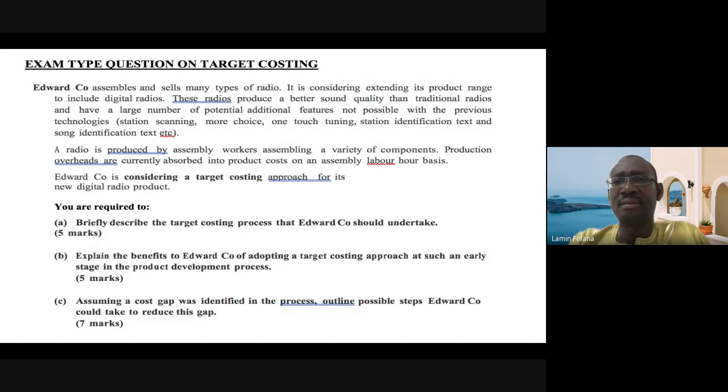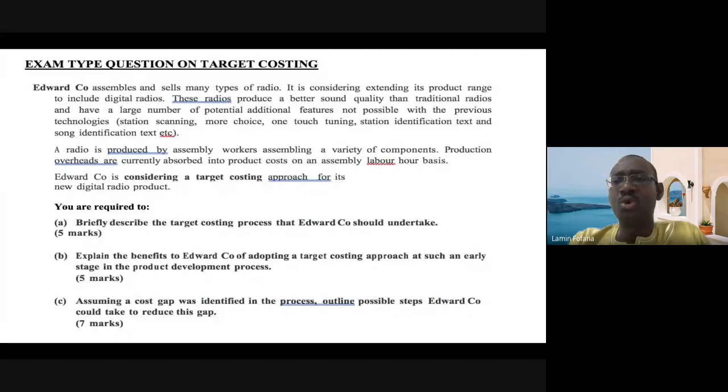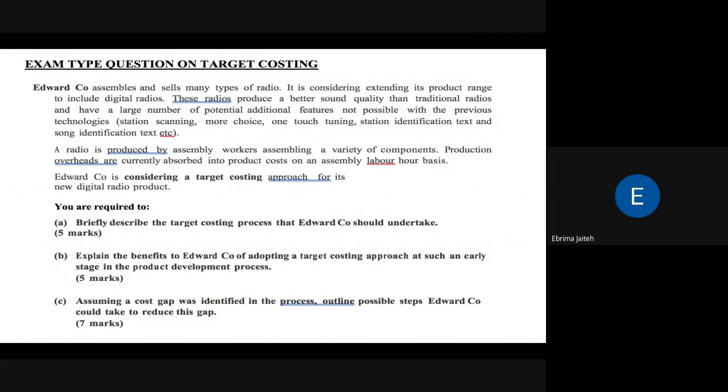Yes. Maybe I think the next step should be they should set their target costing. No, the target costing will come after the second stage. Determining your target cost will be step 3. Okay. Okay, Mr. Fofana. Yes.